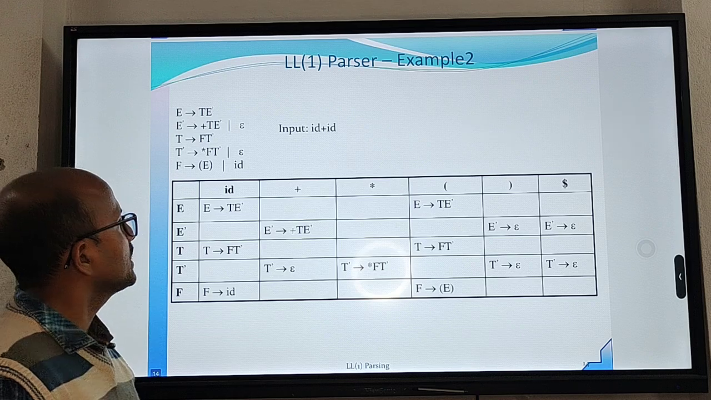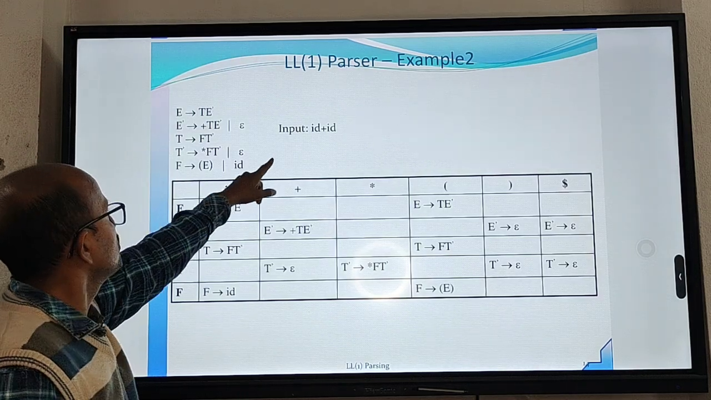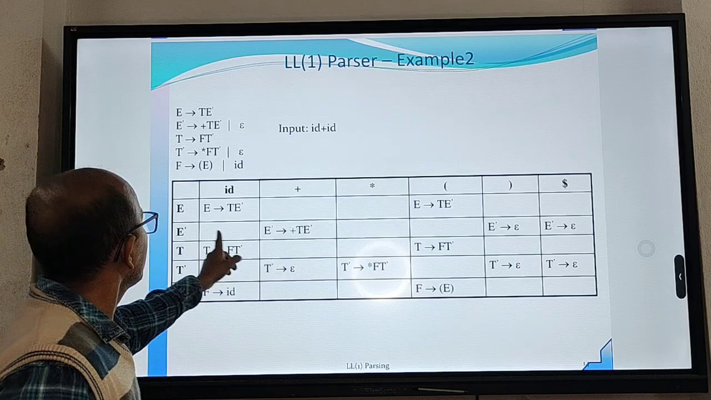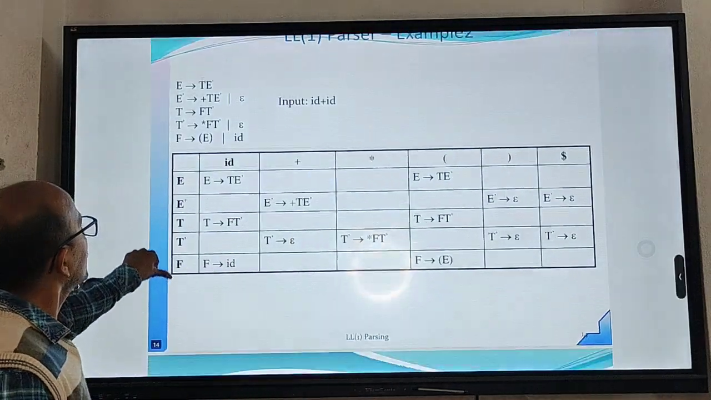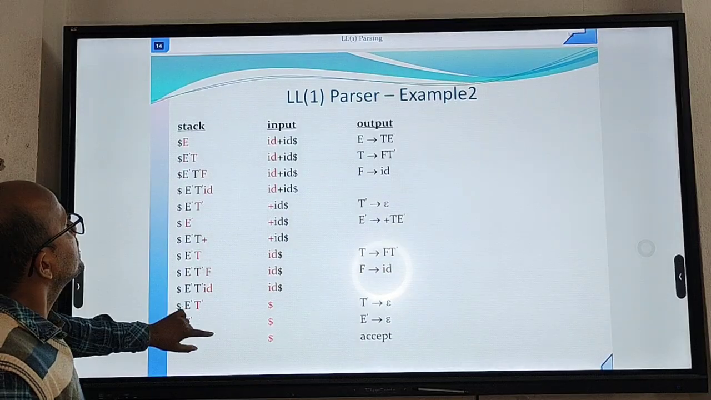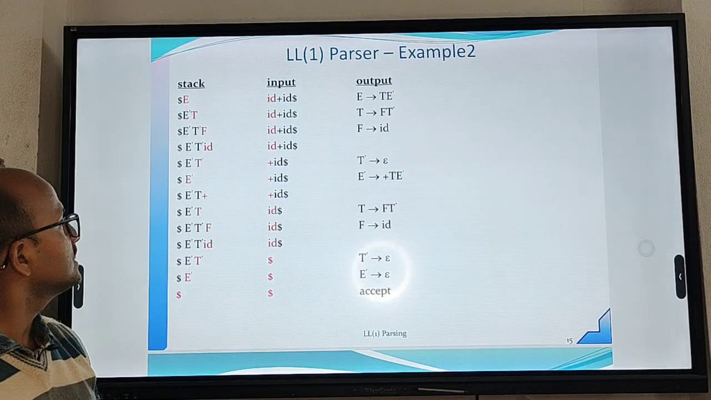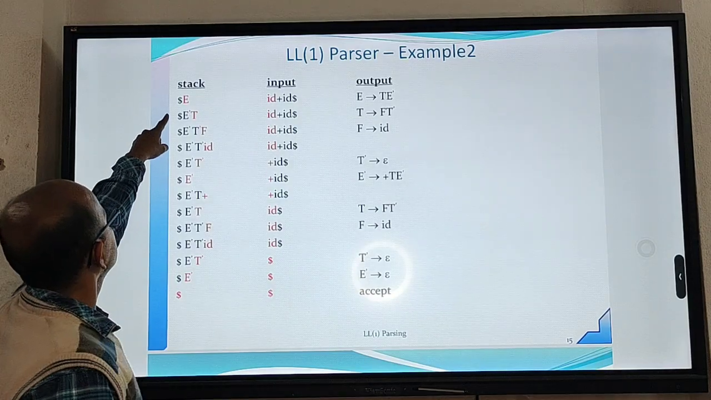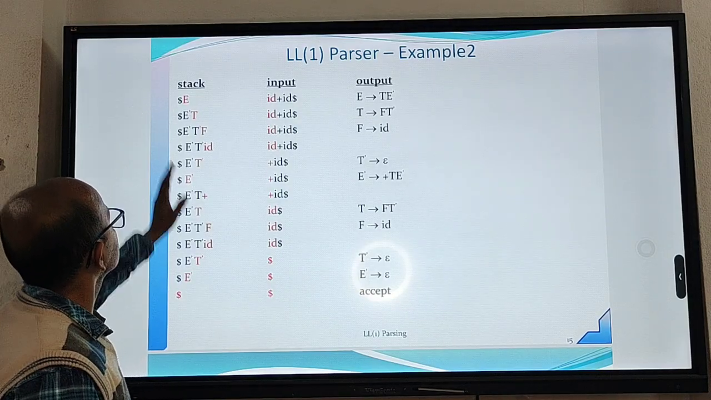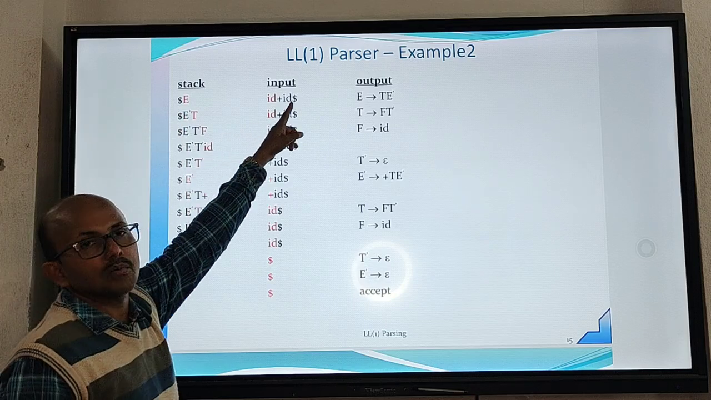Now similarly we can go for the second example also. If you are given the grammar and the input string and the parsing table is given, now we have to, abiding by the rules of the LL1 parser, verify whether the string is accepted or rejected. So initially the dollar is pushed into the stack and the start symbol of the grammar is E, and the input buffer is this one.